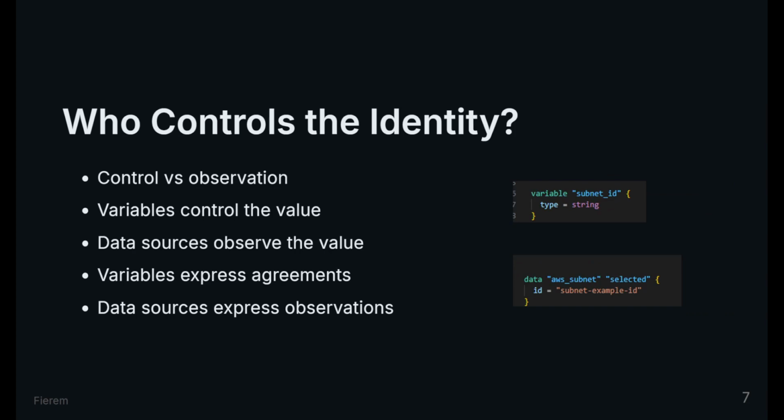Ask a simple question. Do you want to control the value or observe the value? Variables are for when you want to control the value. Data sources are for when you want to observe the value. If another configuration intentionally passes the ID here, a variable expresses that contract. If the subnet exists independently and we must discover it, a data source expresses that dependency. Variables express agreements. Data sources express observations.